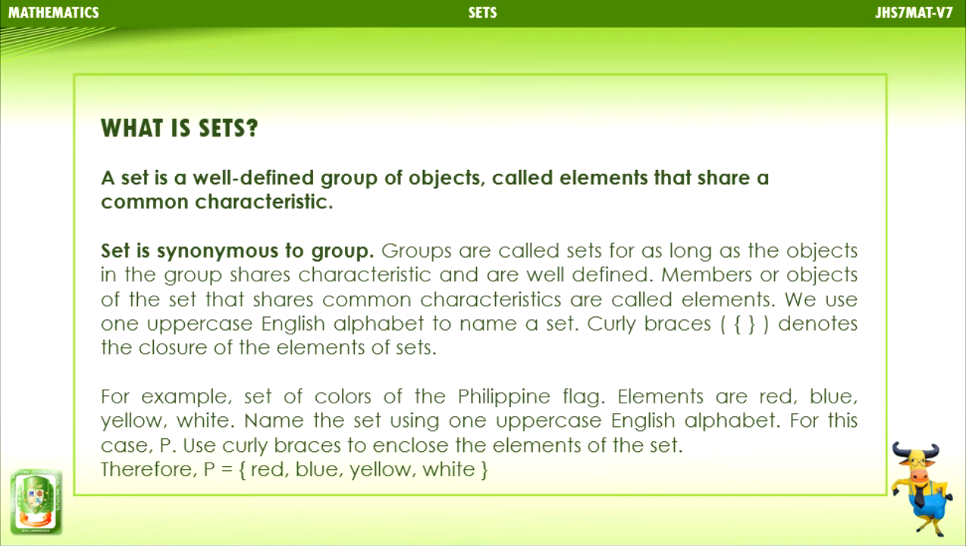We name a set using one uppercase alphabet and use curly braces to denote the closure of the elements of sets. For example, if we are asked about the set of colors of the Philippine flag, the elements will be red, blue, yellow, and white. Now, we name the collection of colors of the Philippine flag using one capital letter. For this case, let us use capital letter P. Lastly, we write the elements inside the open and close curly braces, which would look like what is written below.